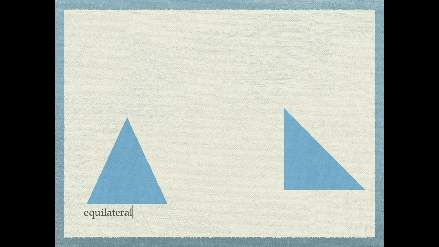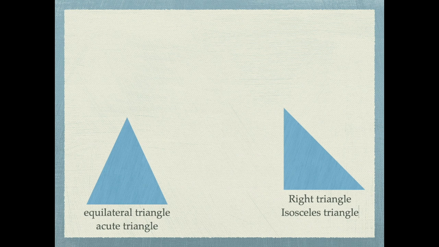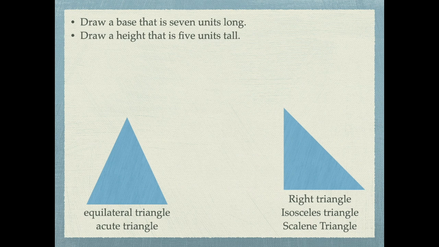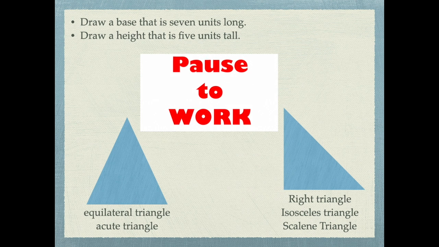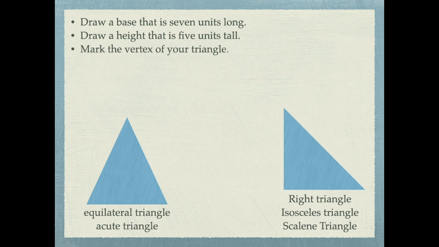I don't care if it's an equilateral triangle. I don't care if it's an acute triangle. It could be a right triangle. It could be an isosceles triangle, or it could even be a scalene triangle. Doesn't matter to me. But I wanted to have a base that's exactly 7 units long, and I wanted to have a height that's exactly 5 units tall. Now mark the vertex of that triangle.